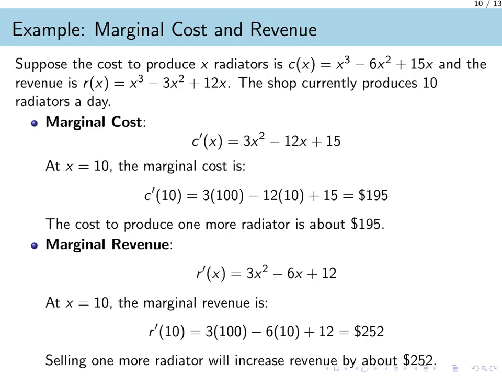We follow the exact same process for revenue. The derivative of the revenue function is 3x squared minus 6x plus 12. At a production level of 10 units, the marginal revenue is $252. Therefore, producing and selling one more radiator is a profitable decision because the expected revenue of $252 is greater than the expected cost of $195.